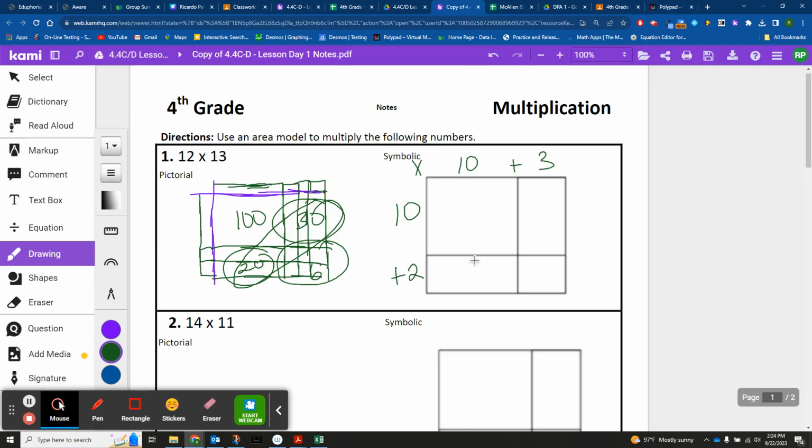Now we just write the numbers for it. 10 times 10 is 100. 10 times 3 is 30. Same number here. 2 times 10 is 20. Same number here. 2 times 3 is what? 6. When I add this up, I'm adding 100 plus 50 plus 6, which is 156.